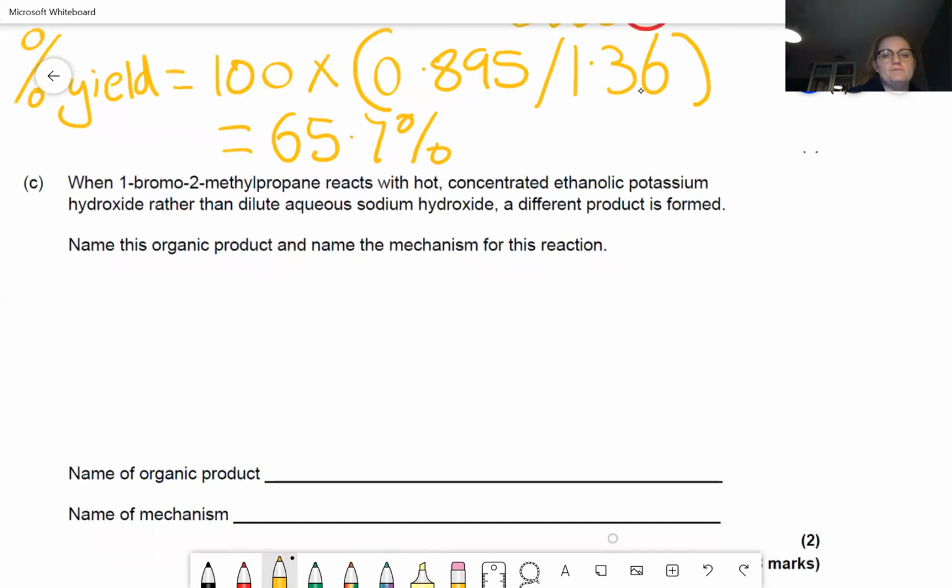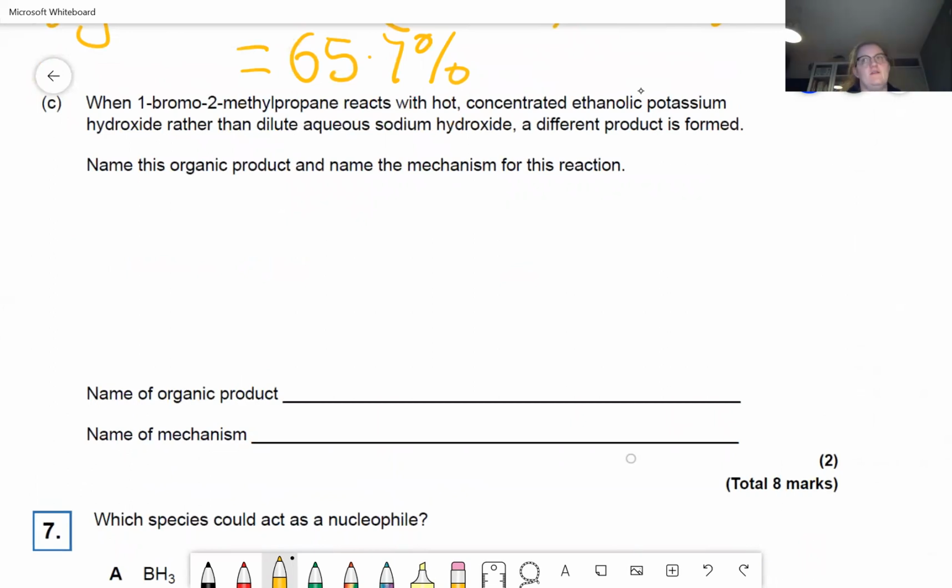So this is still the same question, it's the next part of it. So when 1-bromo 2-methyl propane reacts with hot concentrated ethanolic potassium hydroxide, there's a few interesting things we want to focus on. I want to focus straight away that we've got our halogenoalkane there, going to react with hot concentrated ethanolic potassium hydroxide rather than dilute aqueous sodium hydroxide. A different product is formed. Name this organic product and name the mechanism for this reaction.